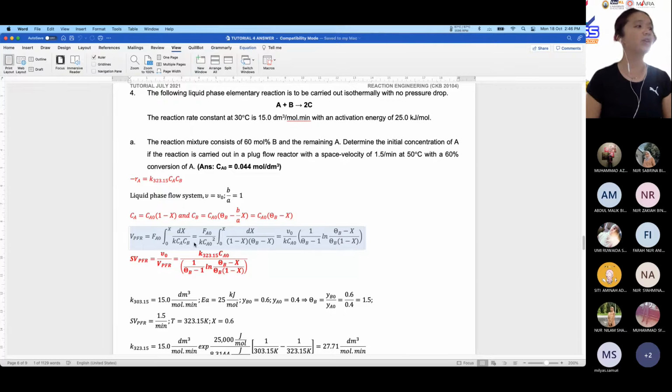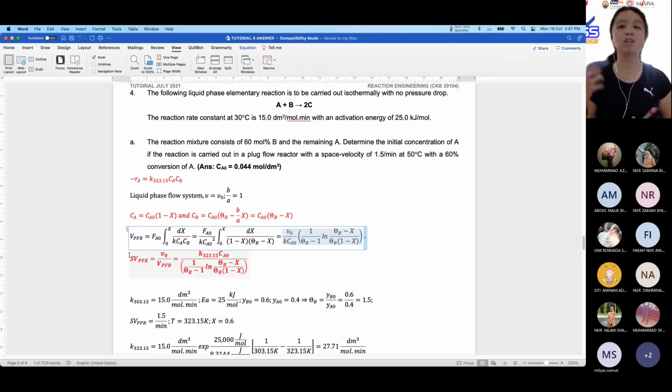Okay, so if you look in the notes, look for PFR, reaction A plus B giving C, liquid phase. The design equation is given as volume of PFR equals V naught over K CA naught, in bracket 1 over theta B minus 1, times ln of (theta B minus X) over (theta B (1 minus X)). What I'm highlighting is the equation that is already in my notes, not a new equation. But this equation is for finding volume. What do we want? We want space velocity.